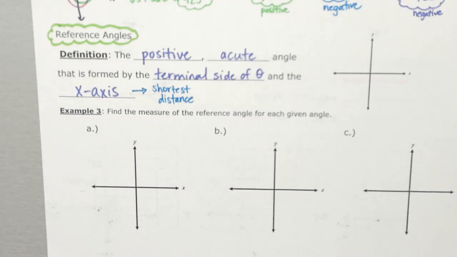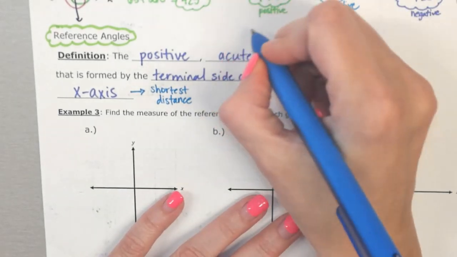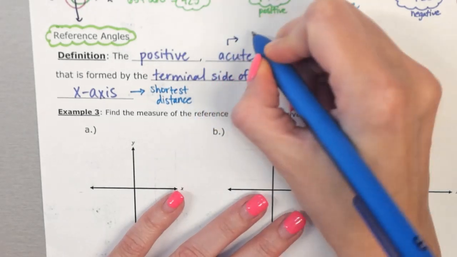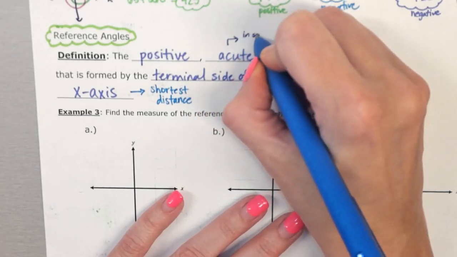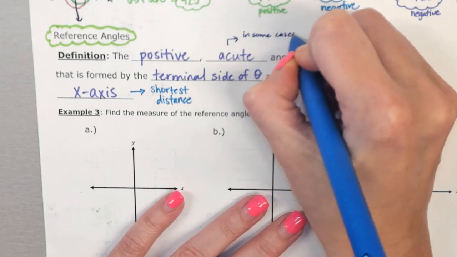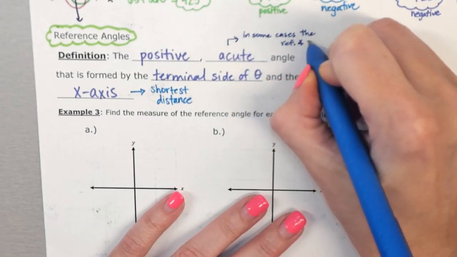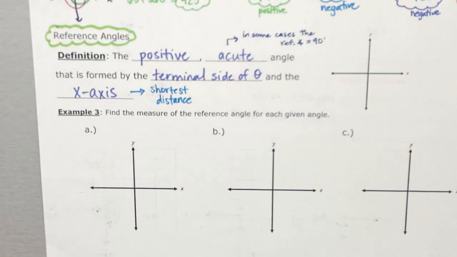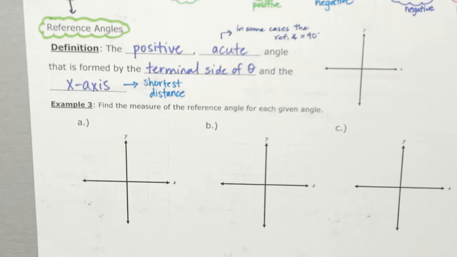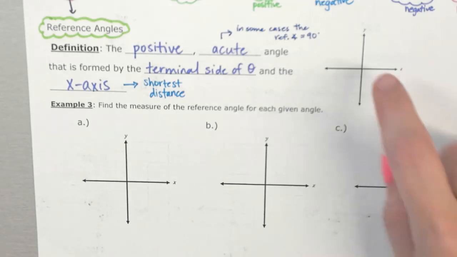There are cases where the reference angle can be 90. Okay, so in some cases the reference angle equals 90, but it will never be more than that. Okay, and we'll talk about a case where it is 90.